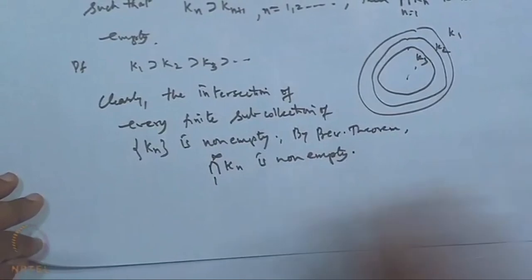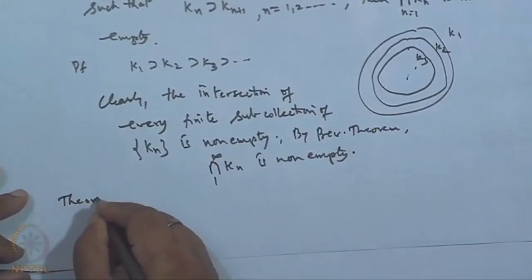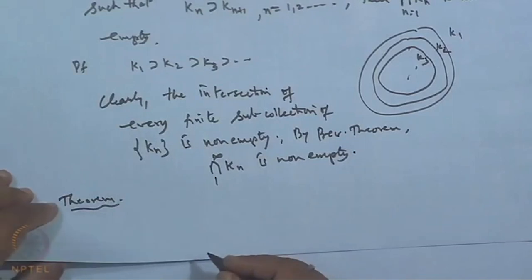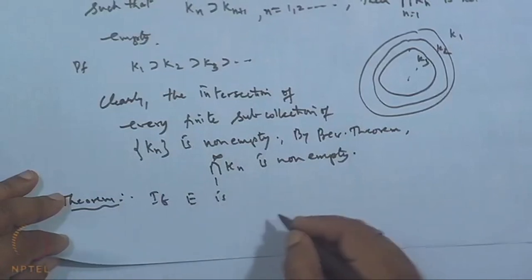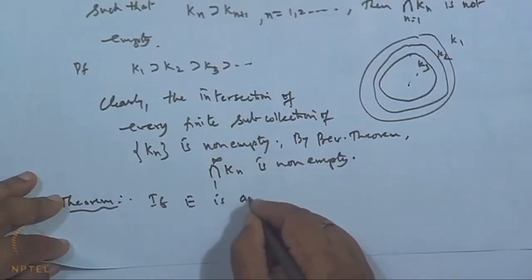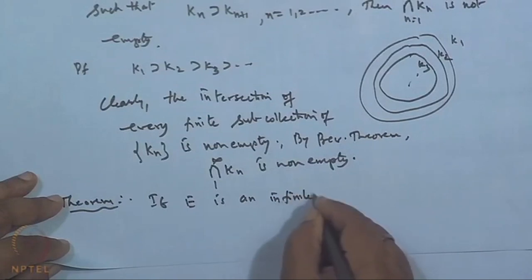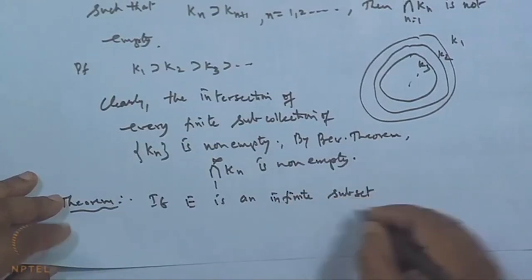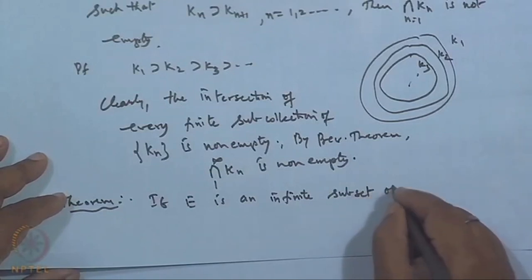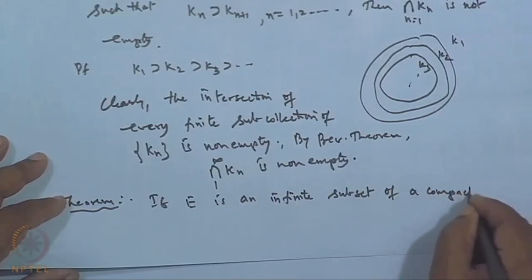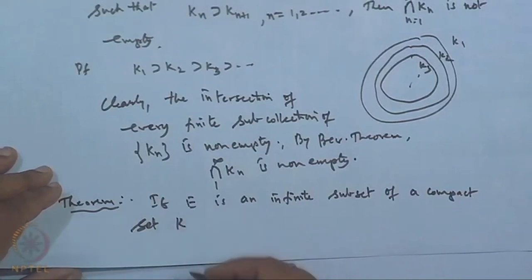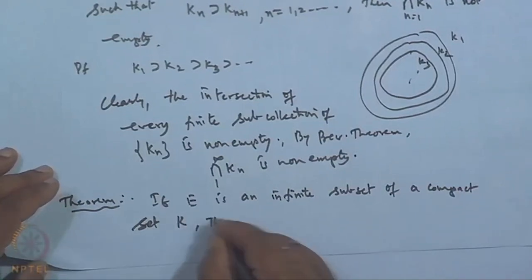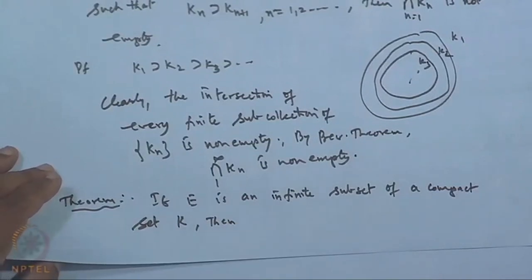Okay. Now, we have another result. This result will also be used. If E is an infinite subset of a compact set K, then E has a limit point in K.